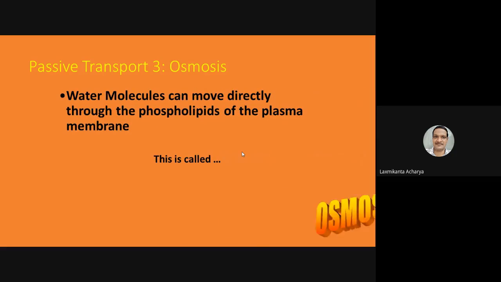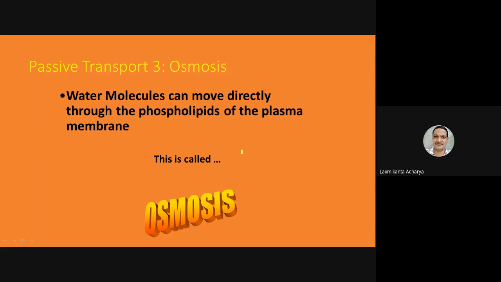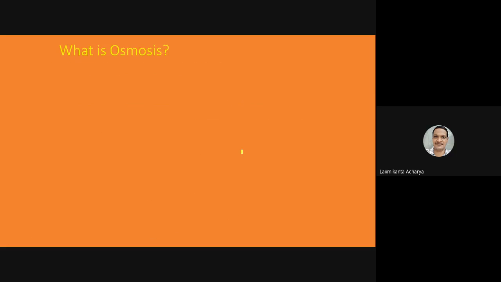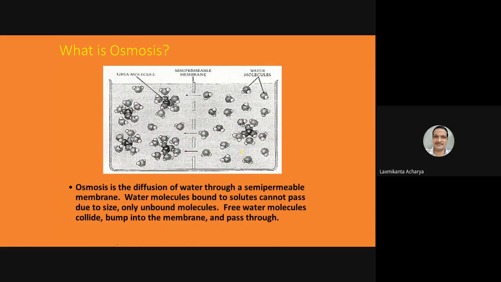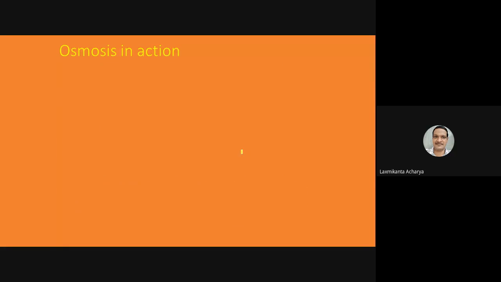Here the movement of the solvent takes place. Basically, liquid water is the universal substance that moves directly through the membrane, and that is called osmosis. So here the diffusion of water takes place through the semi-permeable membrane.